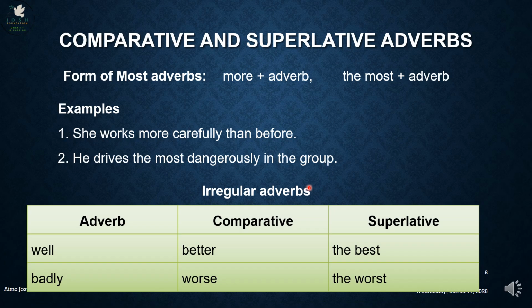When you say irregular adverbs now, remember the adjective is good and the adverb is well. And here the adjective is bad, the adverb is badly. Take a note of that. So let's see adverb, comparative, and superlative. Well, better, the best. Bad, worse, the worst.